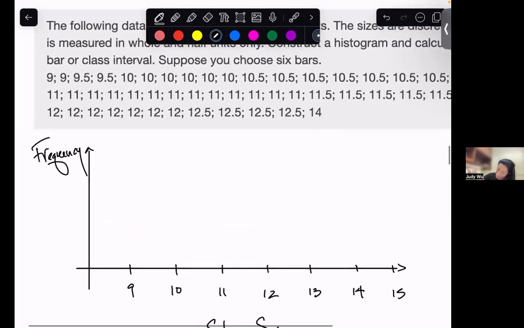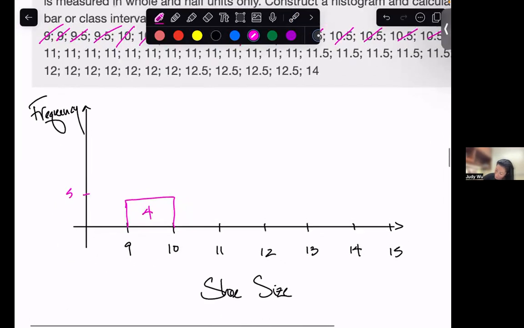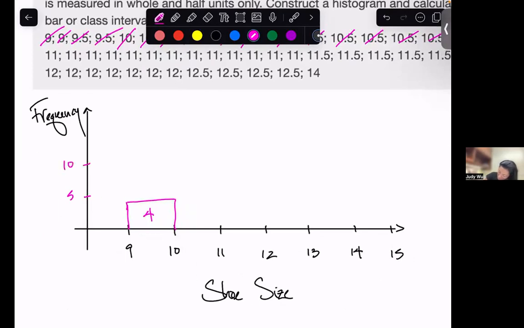Okay, so how many do we have in the 9s? 1, 2, 3, 4. So let's just say this is 5, and I'm going to have something up to 4 of them. Okay, how many of the 10s? 1, 2, 3, 4, 5, 6, 7, 8, 9, 10, 11, 12, 13, 14. I think that's it. All right, so 10, 15. We want something a little bit less than that to give 14.